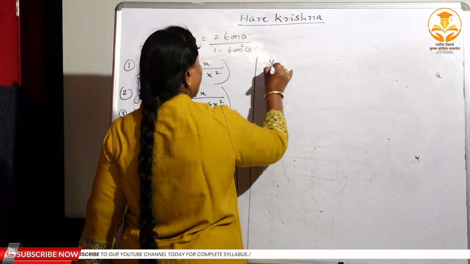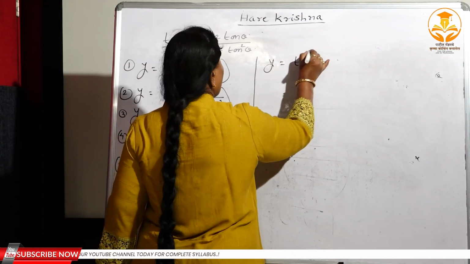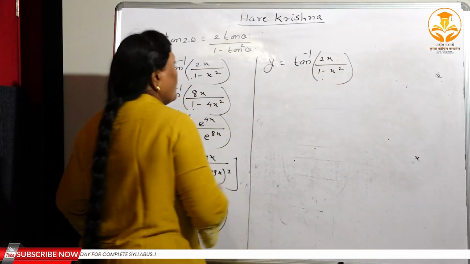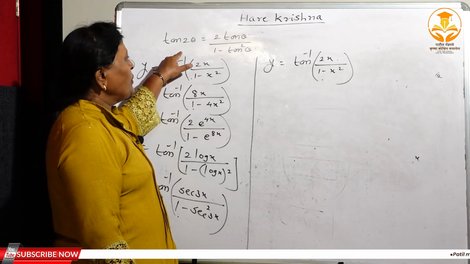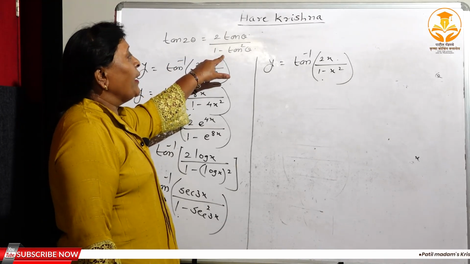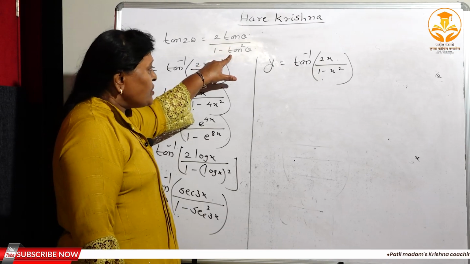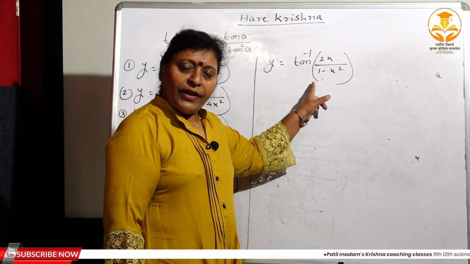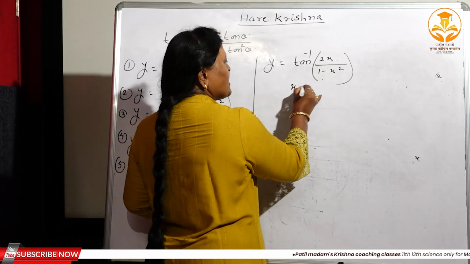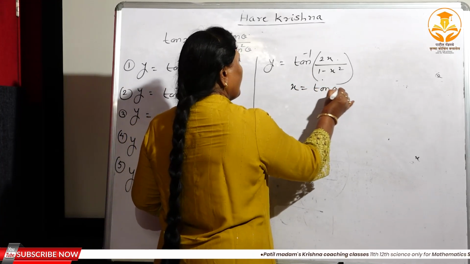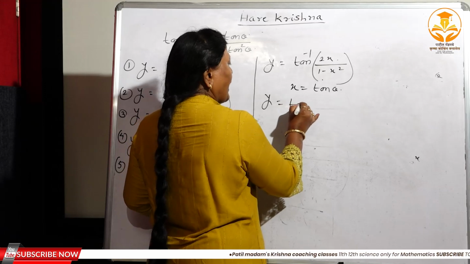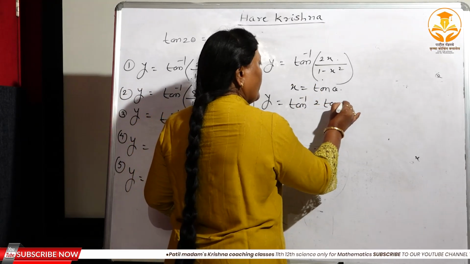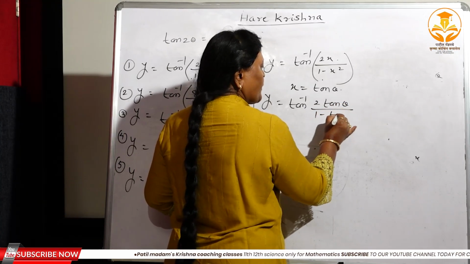The first one, tan inverse of 2x divided by 1 minus x square. Now when you see this formula, tan 2 theta is equal to 2 tan theta divided by 1 minus tan square theta, this is the term we want in this bracket. Therefore obviously you can substitute x is equal to tan theta. Therefore y is equal to tan inverse of 2 tan theta divided by 1 minus tan square theta.